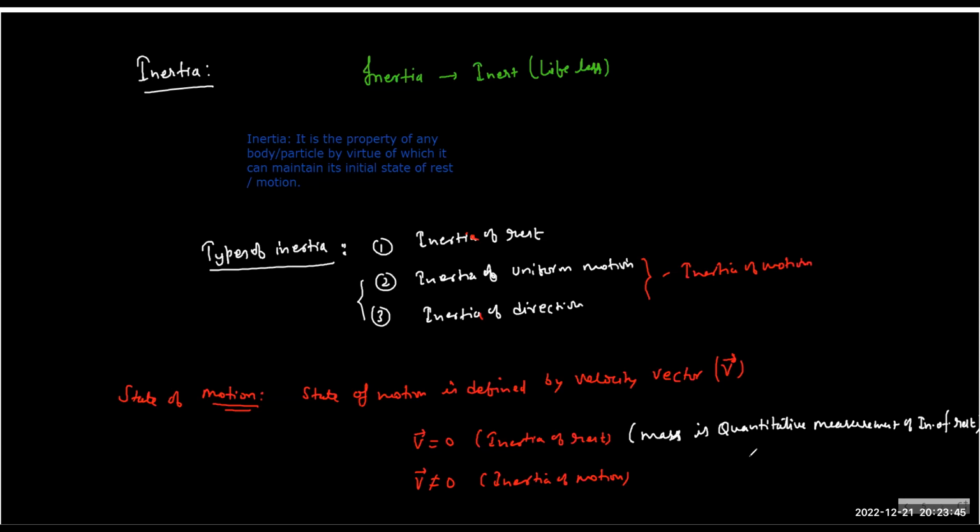That's simple. But there is a problem. The moment objects are set into motion by some agent, of course, then how much will be its inertia of motion? Mass alone cannot define it. For example, if I have a bullet-size object whose mass is 100 grams, and I throw it towards you, will you be able to catch it?